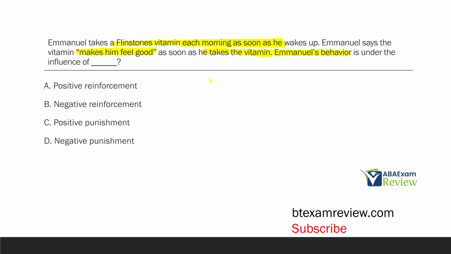Now, positive or negative refers to the consequence. Was that consequence an addition or a subtraction, taken away? Well, in this case, the feeling of good, as Emmanuel puts it, was added. So it was positive. So you put those two together, you get positive reinforcement. The negative reinforcement, it is reinforcement, but the consequence isn't taking away, right? It's adding the feeling of good. So it's not negative. And then, of course, C and D both have to do with punishment. The behavior did not decrease, it can't be punishment.